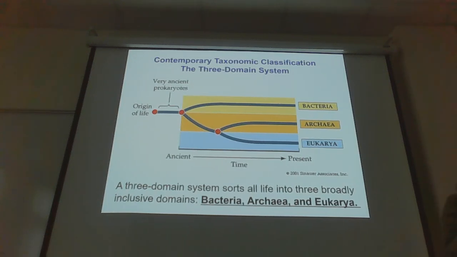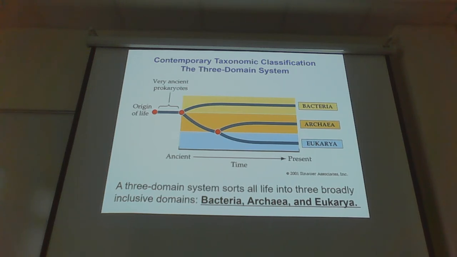Okay, so that's where we left off. So there are three big boxes that we have created for our convenience, in which we categorize and basically place all living organisms on Earth. These three big boxes are called domains. So this is the three-domain system.